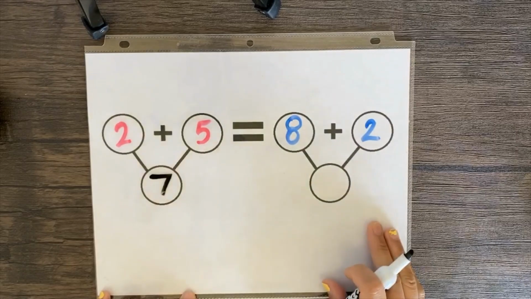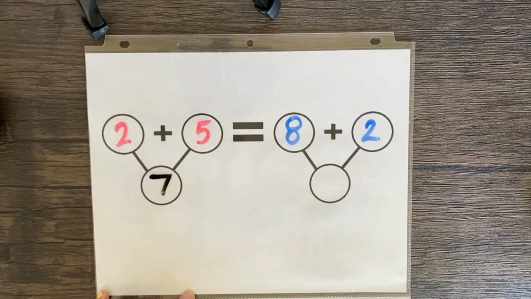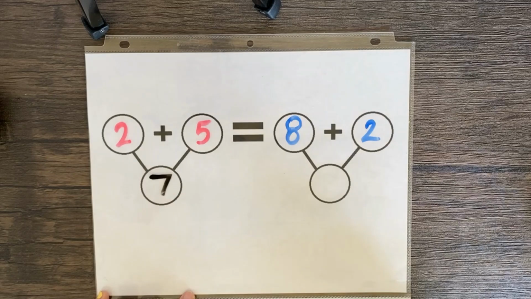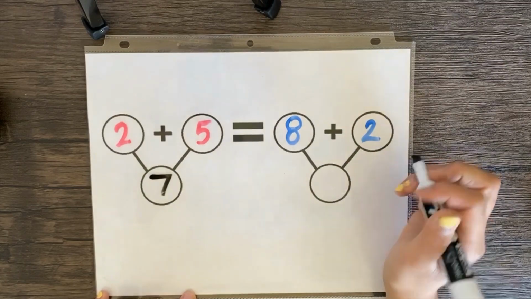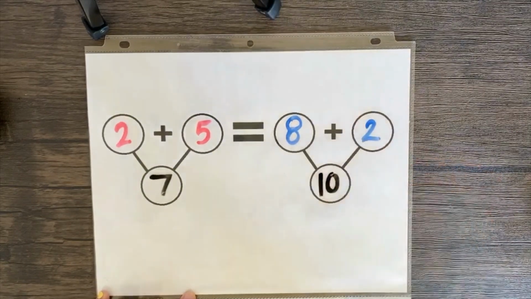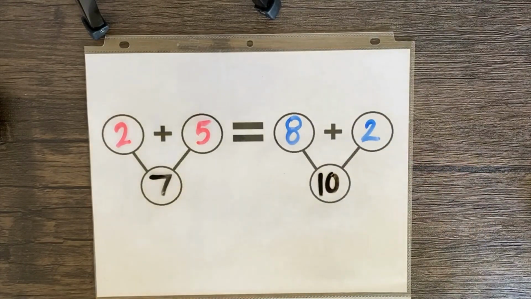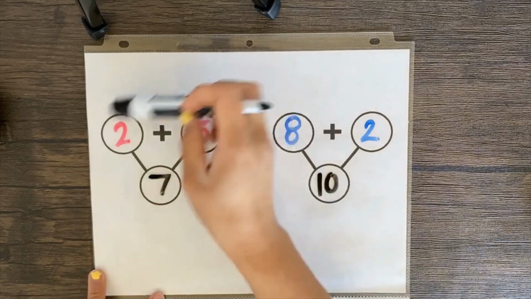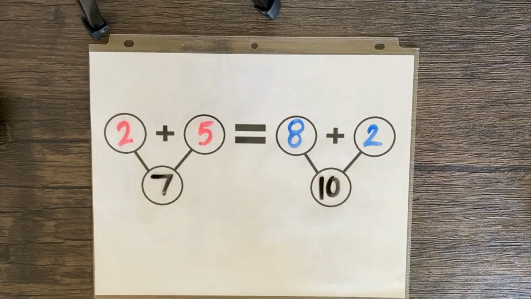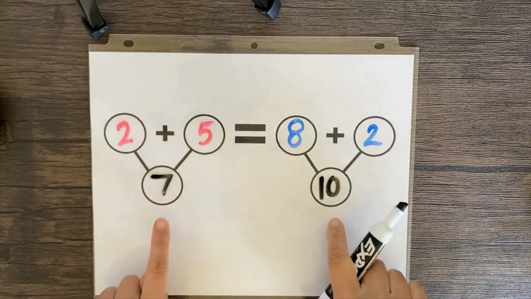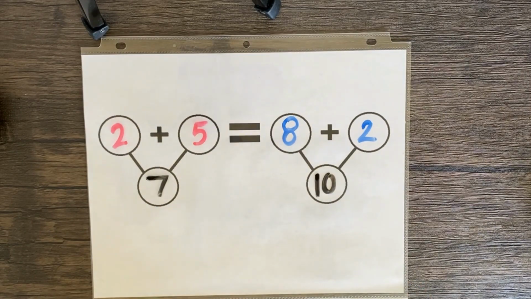Now let's look at the right side. You can use 5 groups or you can use count on strategy. I also know that 8 plus 2 is a fact that equals 10. Uh-oh, is our equation balanced? Is our entire equation balanced? Remember, a balanced equation means that they have the same total. They do not, so this is not a balanced equation.